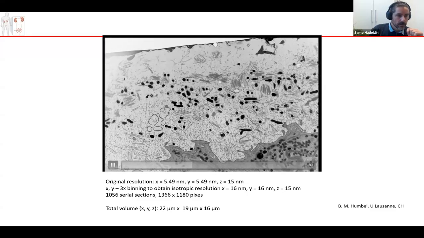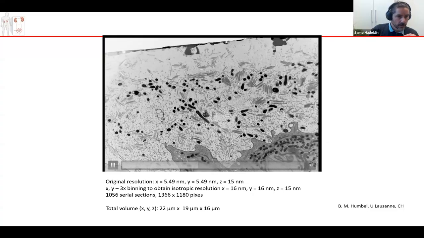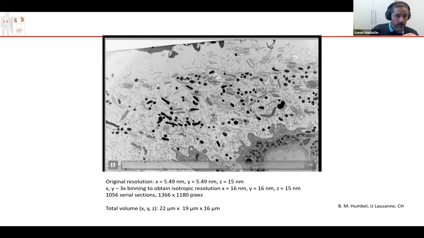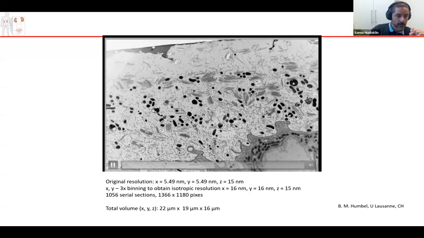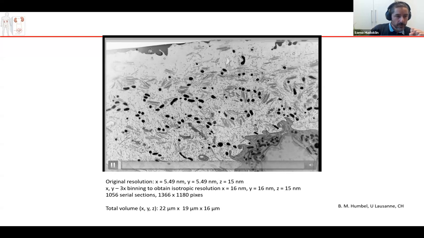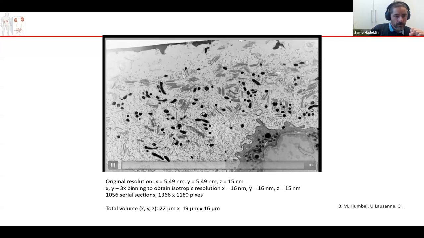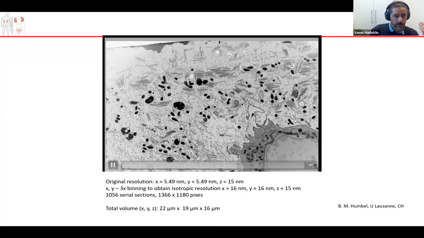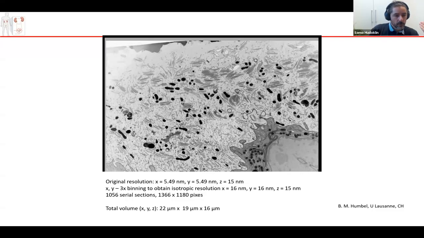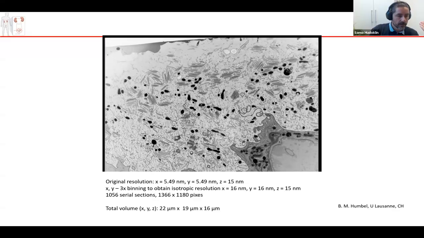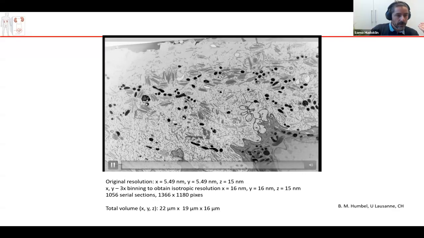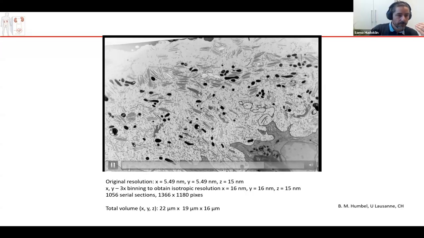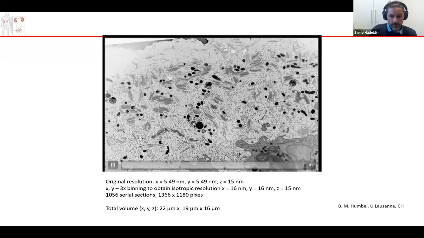And within the cytoplasm of the umbrella cell, you see those black structures, which are mostly mitochondria and lysosomes. And then you have those rods, which are fusiform vesicles. Then you have some Golgi here and other organelles. So here we have 1056 serial sections, and you see that the cell is very much packed with different organelles.